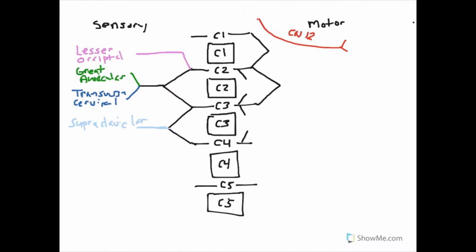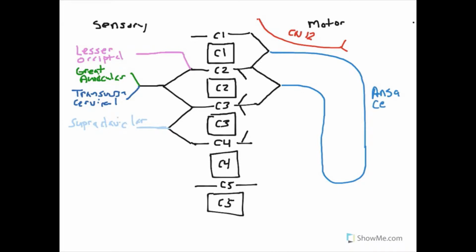And where we have C1, C2 meet, and then where we had C2, C3 meet, we're going to draw a loop that comes around and down, loops, and comes up to here. And this is representing the ansa cervicalis. Ansa cervicalis, or ansa cervical, gets its name from the handle of a teacup.